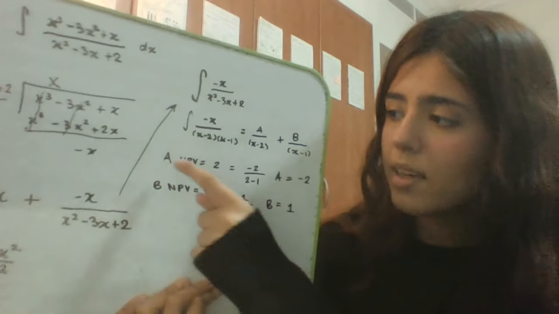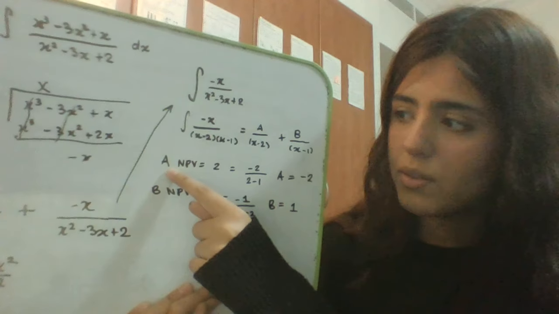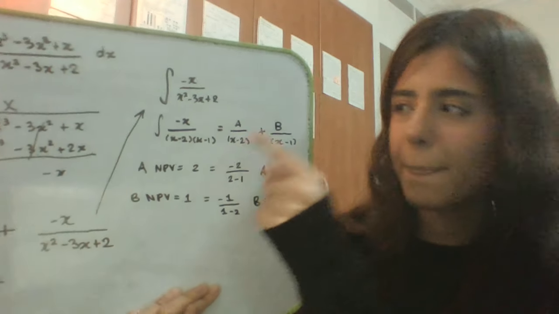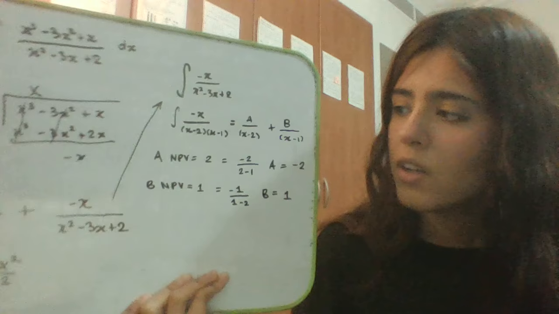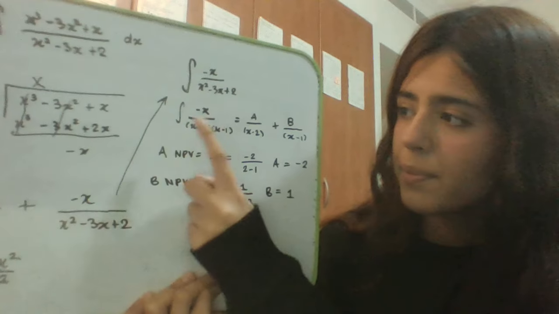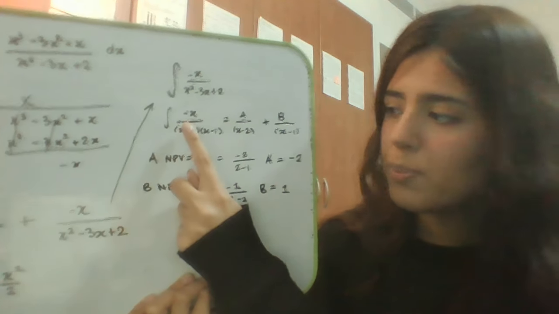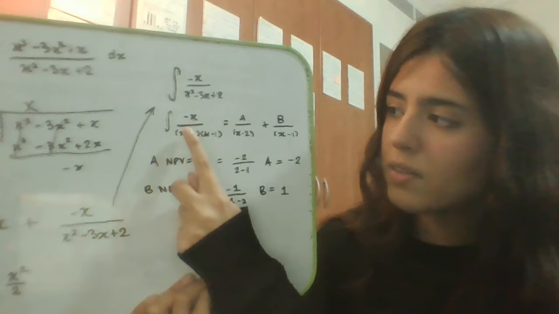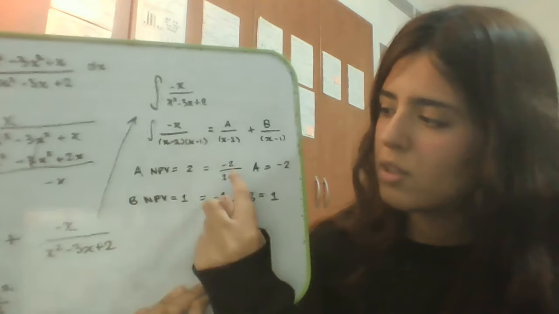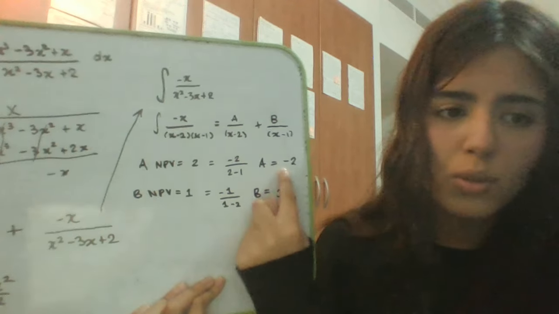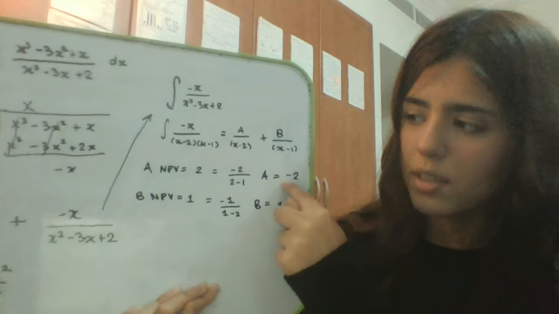So what I was saying is that the NPV, the non-permissible value for a is 2, because if we plug in 2, the denominator turns into 0, and the whole term becomes undefined. So we covered up x minus 2 because it's called the cover-up method. So we cover up x minus 2, plug in 2 into the x values, and find out what a is. So negative 2 over 2 minus 1 equals negative 2, which means our a is negative 2.